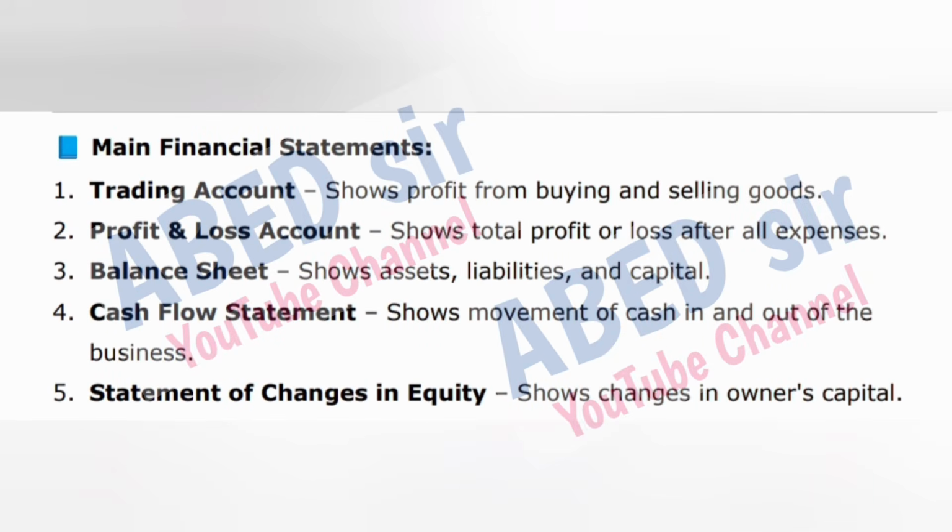1. Trading account shows profit from buying and selling goods. 2. Profit and loss account shows total profit or loss after all expenses. 3. Balance sheet shows assets, liabilities, and capital. 4. Cash flow statement shows movement of cash in and out of the business. 5. Statement of changes in equity shows changes in owner's capital.